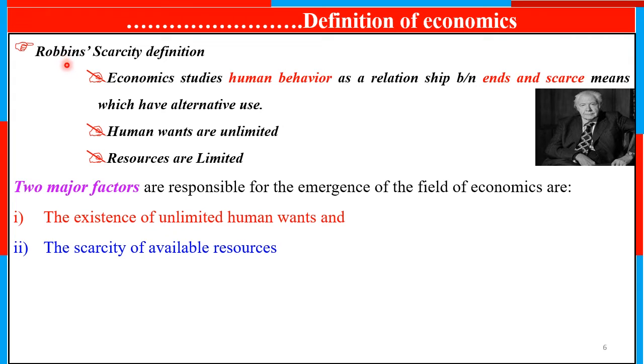The third well-known economist is Robbins. That is the scarcity definition. Economics studies human behavior as a relationship between ends and scarce means which have alternative uses. So economics is the study of the relationship between ends, and resources, which are scarce. According to Robbins, economics is the study of the ends and the scarcity of the resources.